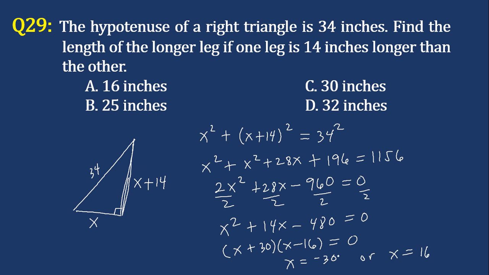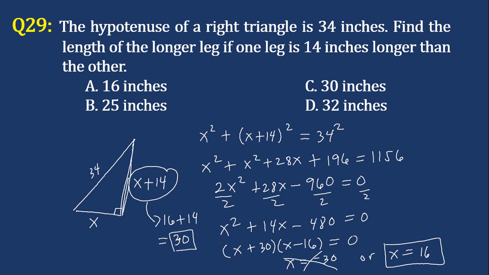Take note, x represents the length of the shorter side. So we must get the positive value of x. So discard the negative value, take x equals 16. But we are asked about the longer leg. The longer leg is represented by x plus 14. So the longer leg is 16 plus 14, which is equal to 30. So 30 inches. That is letter C.